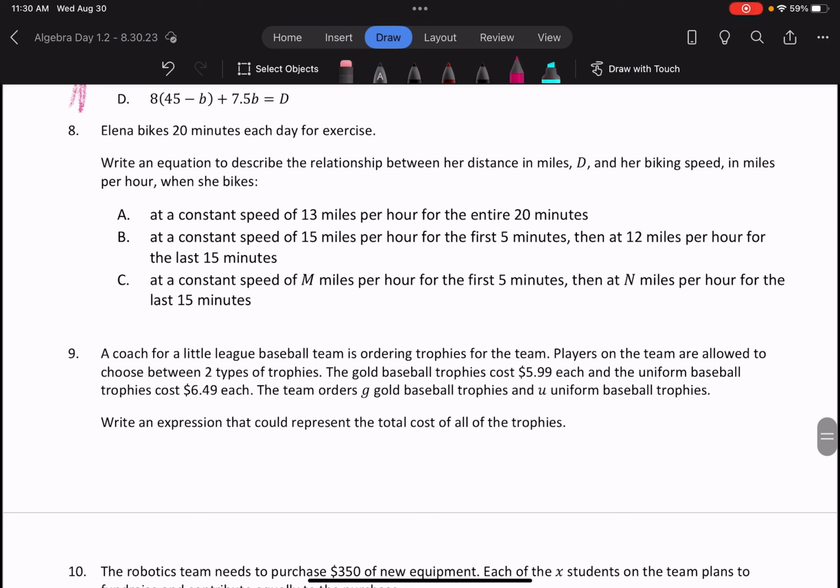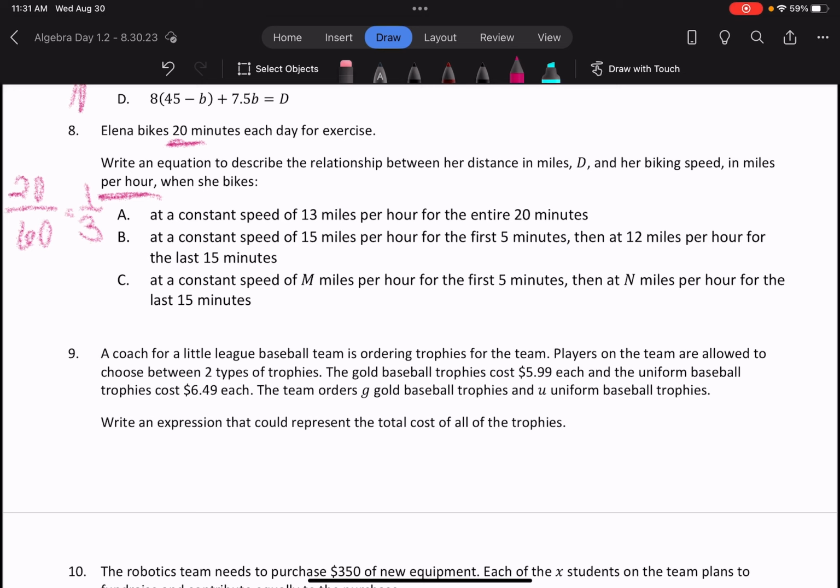Number 8, Elena bikes 20 miles each day for exercise. Write an equation to describe the relationship between her distance in miles D and her biking speed in miles per hour. So again, we have a minutes and hour thing here happening, okay? So you need to think about 20 minutes in hours is what? Right? So we have 20 minutes out of 60 minutes equals 1/3 hour. That's 1/3 of the hour.